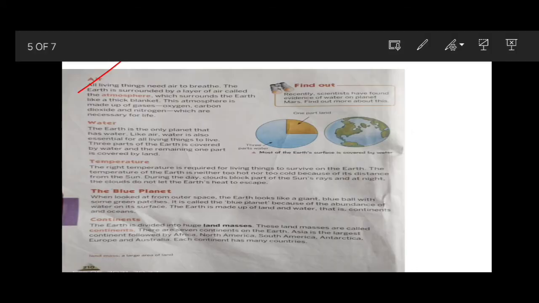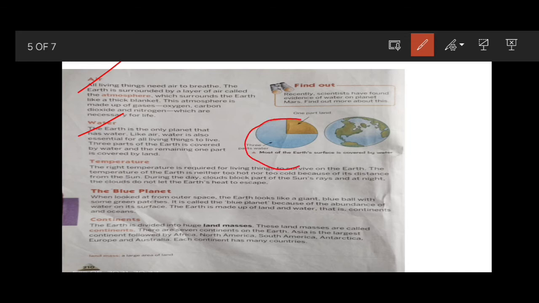Next, water. The Earth is the only planet that has water. Like air, water is also essential for all living things to live. 3 parts of the Earth are covered by water and the remaining 1 part is covered by land. So, among all the 8 planets, Earth is the only planet that has water. So, water is also very essential for all living things, like the air.